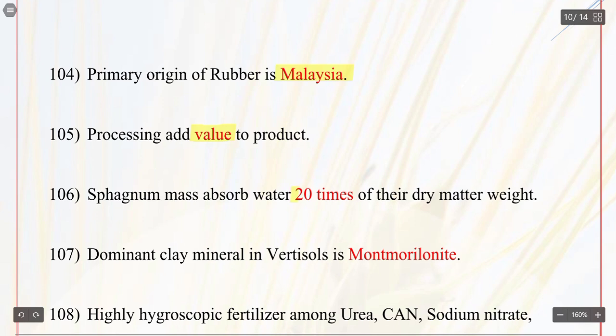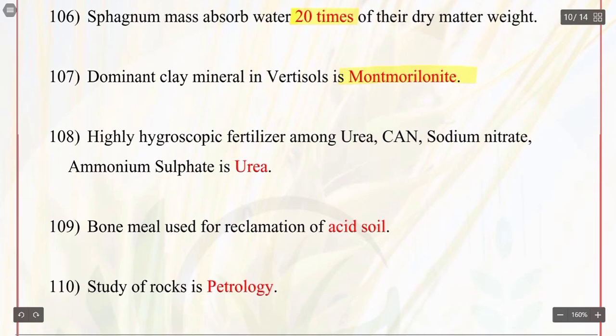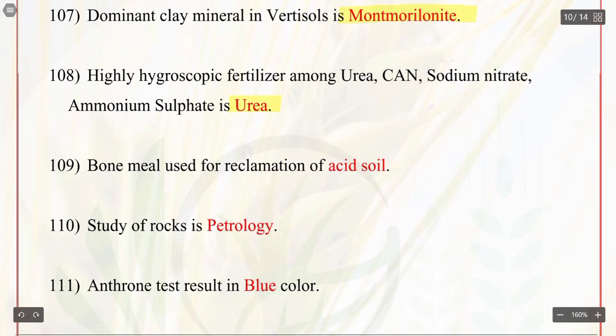Next, sphagnum moss absorbs water 20 times of their dry matter weight. Next, dominant clay mineral in vertisols is montmorillonite. Question 108. Highly hygroscopic fertilizer among urea, CAN, sodium nitrate, ammonium sulfate is urea. Next, bone meal used for reclamation of acid soil.